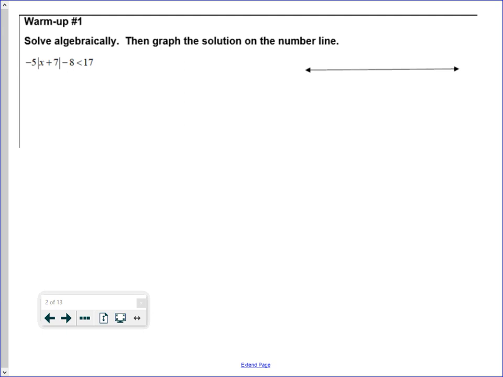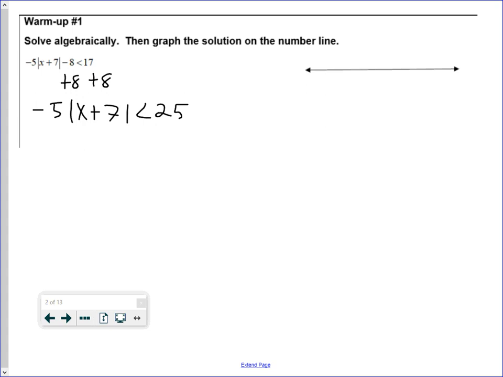So remember, when we're dealing with absolute values, we're trying to solve it. We need to isolate it first. So we're adding 8 to both sides. So we're left with -5 times the absolute value of x plus 7 is going to be less than 17 plus 8, which is 25.